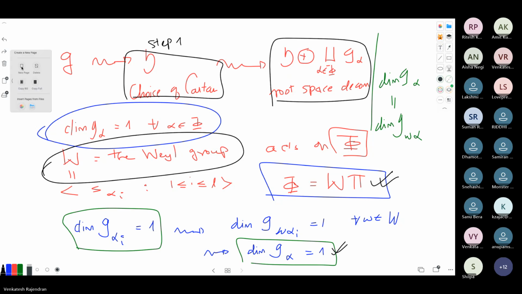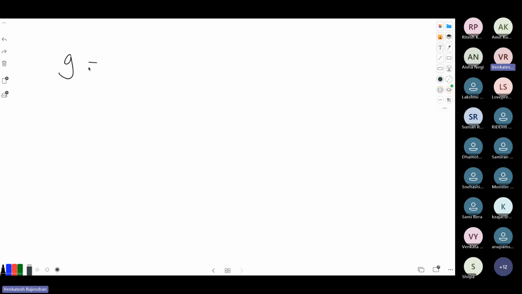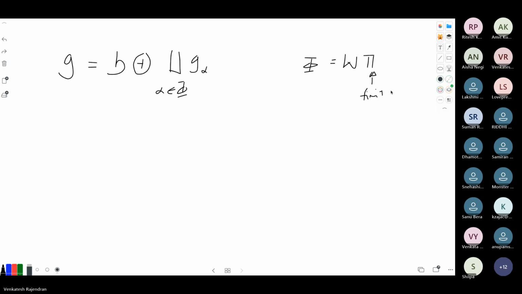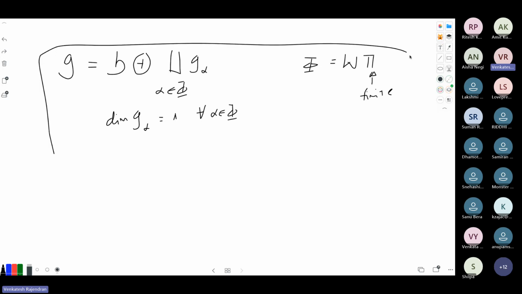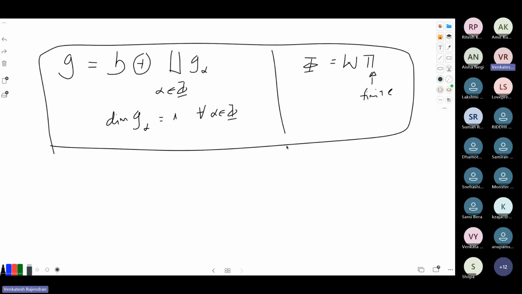At the end of the day, you will have something like this. The abstractly defined Lie algebra will have such a decomposition. Okay, and then Φ will be W·Π, and this is finite. And you also have the dimension of G_α is 1 for all α in Φ. And with this information, you need to prove that G is finite dimensional. So it is enough to prove W is finite.